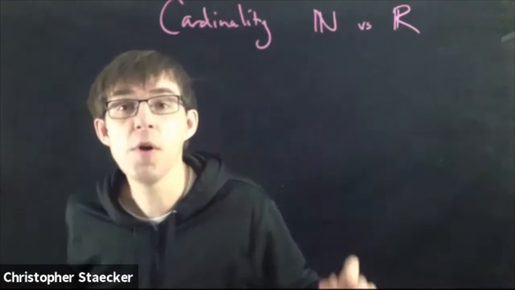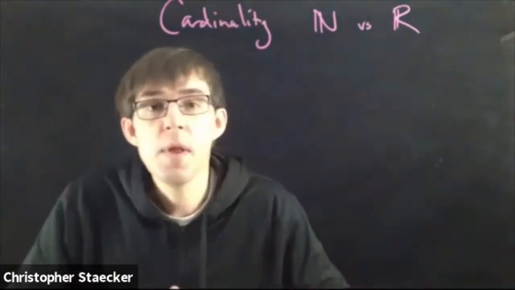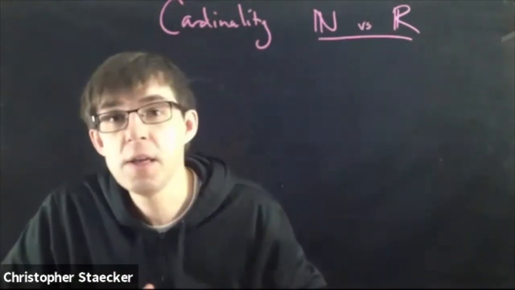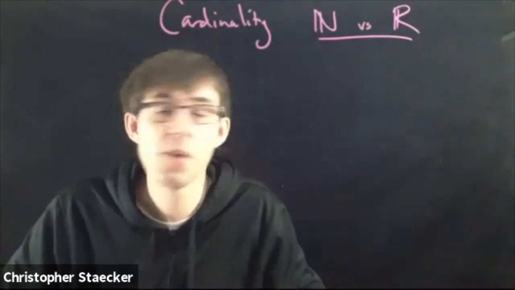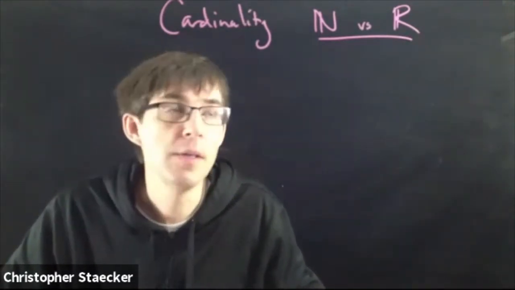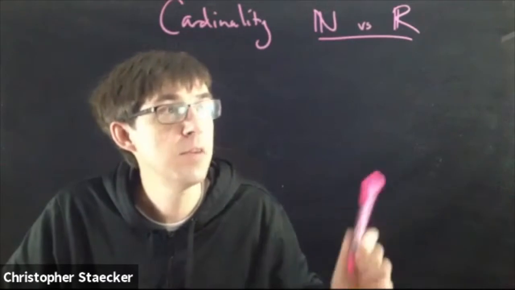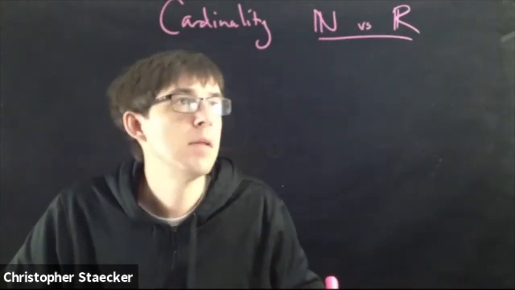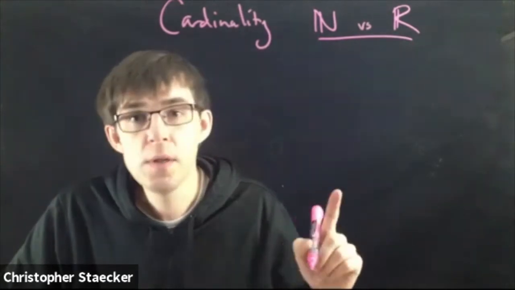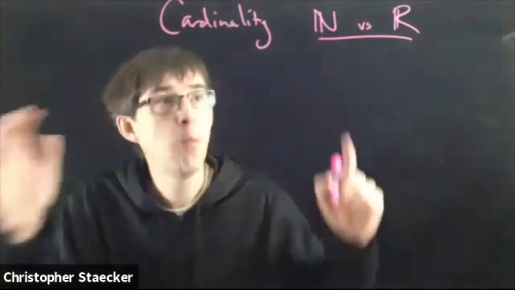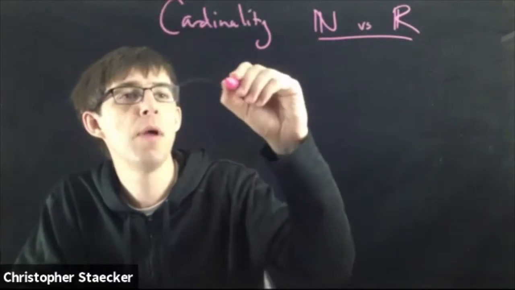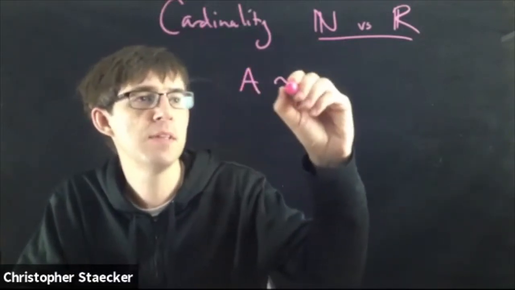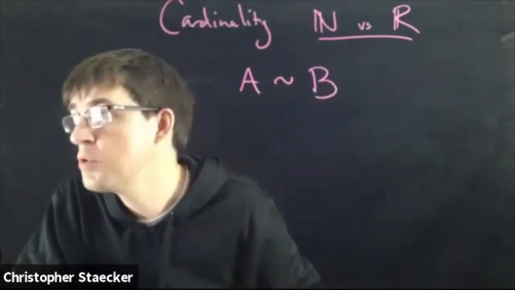So we are talking about cardinality, and specifically the question of the cardinality of N versus the cardinality of R. Is it the natural numbers versus the real numbers? We talked last time about what cardinality means. Remember, we write it like this with this little squiggly thing.